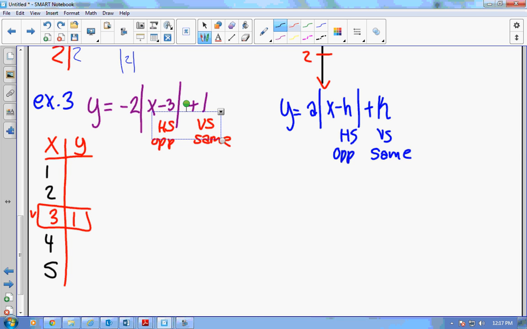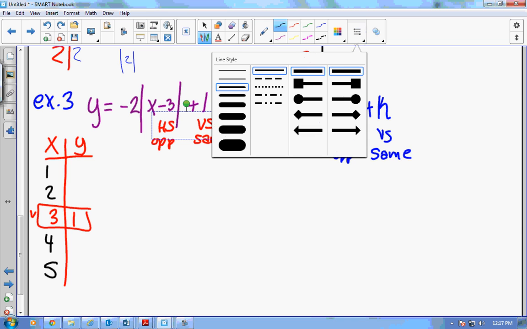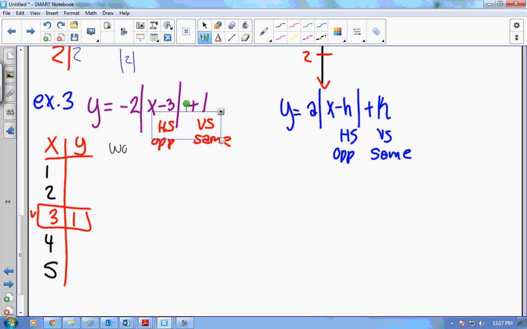Okay, now we need to do a little work off to the side. And the good news is we actually only have to do work twice, as long as we do it carefully and correctly, because of symmetry, we only have to find these two, and we can use symmetry to write the other two. So we're going to plug in 1 where the x was. Negative 2 absolute value, 1 minus 3, close the absolute value, plus 1.